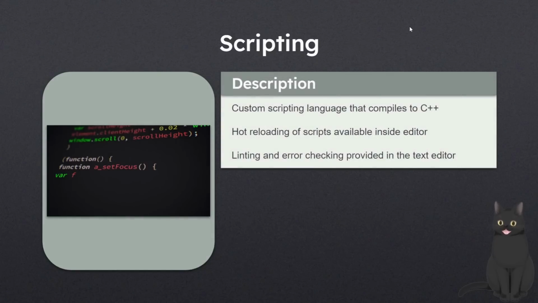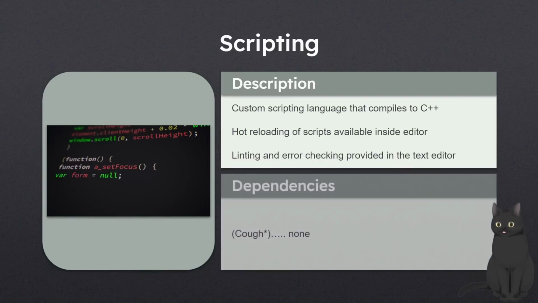All right, so scripting. In my engine, I use a custom scripting language that compiles to C++. Hot reloading of scripts is available inside the editor. Basically, my language compiles to a C++ DLL, which can be reloaded while the editor is active. I have linting and error checking provided in the text editor. And there are no dependencies. I used to use C#, which involved linking Mono, which was really annoying. Getting that whole thing set up was kind of a hassle for me, but this just uses C++ with C++.